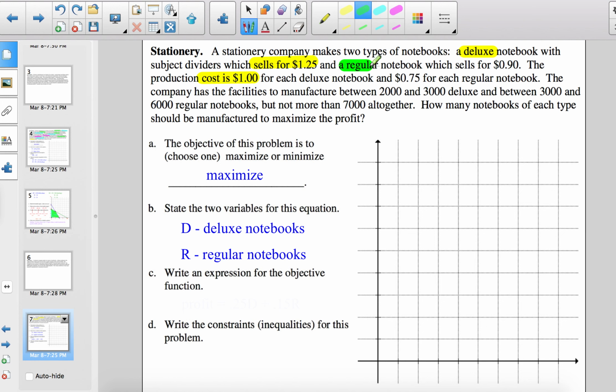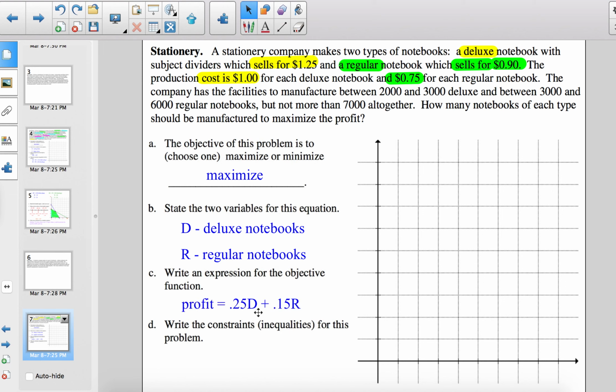All right, my regular notebook sells for 90 cents. And let's see, cost is 75 cents. So that means I'm making a profit of 15 cents. So all I'm doing here is just subtracting. 90 minus 75, $1.25 minus $1. Because profit is how much you take in minus how much it costs you to make it, right? So my profit, if I can sell a bunch of deluxe and a bunch of regular notebooks, is 0.25 times D, that's my profit on deluxe, plus 0.15, that's my profit on regulars, times R.